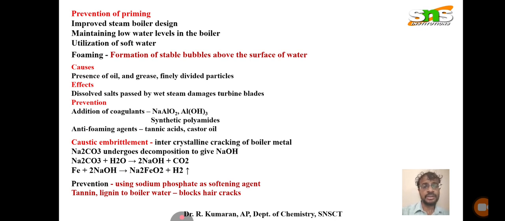Next, caustic embrittlement: intercrystalline cracking of boiler metal, where sodium carbonate undergoes decomposition to give NaOH. Cracks happen due to sudden fluctuation in temperature as well. For prevention, sodium phosphate can be used as a softening agent, and tannin and lignin can be added to the boiler water. These block hair cracks, meaning very small cracks which lead to final breakages. So these materials are used to block those gaps or hair cracks, which in turn avoids the issues.